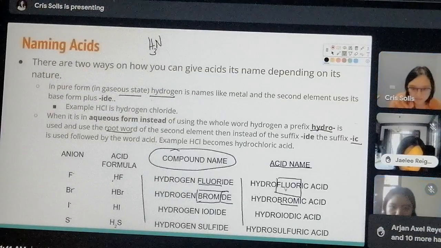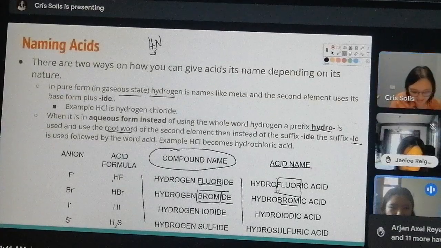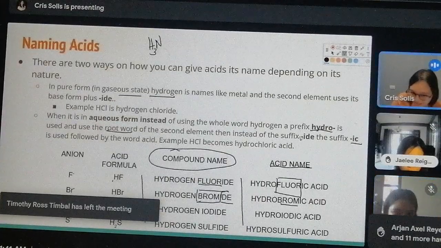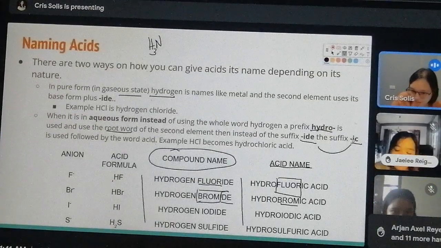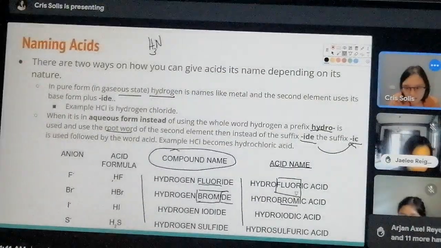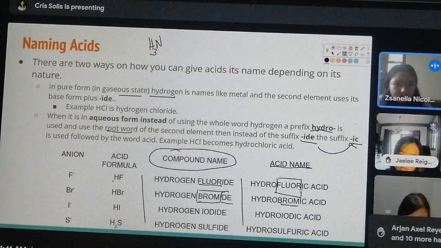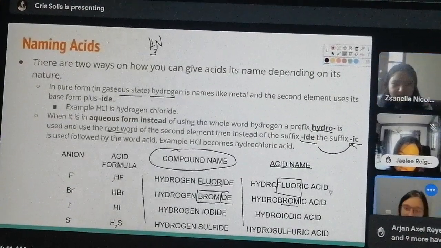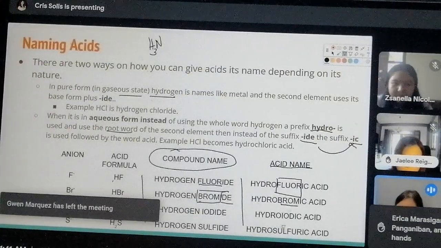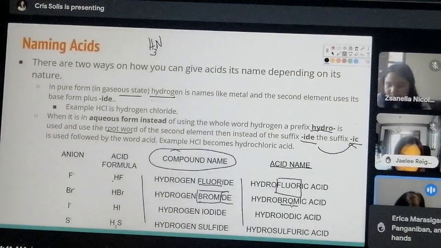Hydronitride po. Hydronitride as an acid, right? We change the IDE to IC. Hydronitric acid. Good. Don't get confused here between IDE and IC. Okay? Jonalyn, do you want to ask a question?